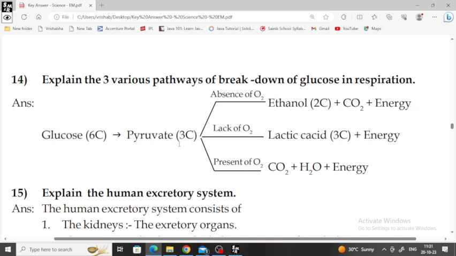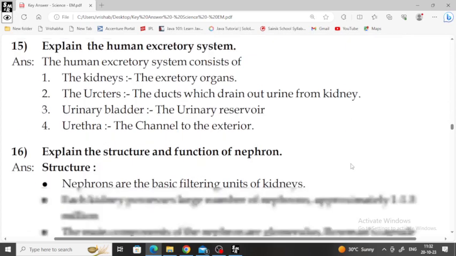Then the 3-carbon molecule pyruvate, in a lack of oxygen in our muscle cells, is converted into lactic acid, with liberation of a very small amount of energy. Muscle cramps occur because of this lactic acid. Then pyruvate, in the presence of oxygen, is converted into carbon dioxide and water during respiration, and a high amount of energy is released.